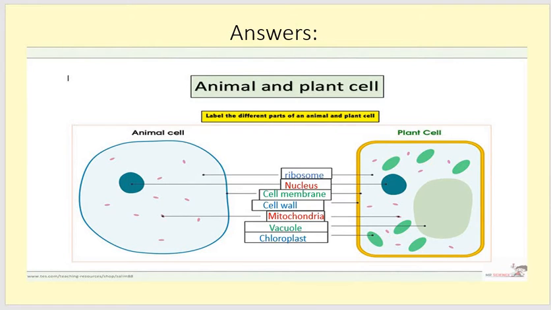Both cells contain mitochondria. The plant cell also has a really big grey area, which is labelled as a vacuole, and it also has green organelles called chloroplasts. We'll do a little bit of revision about these and what happens in them later on during this lesson.